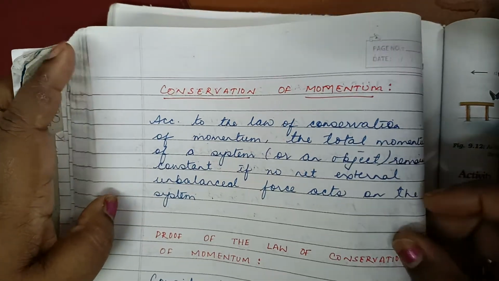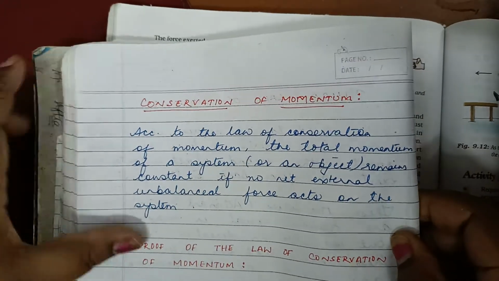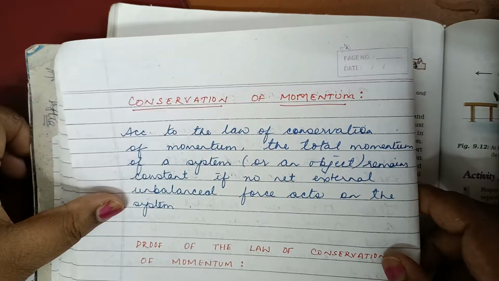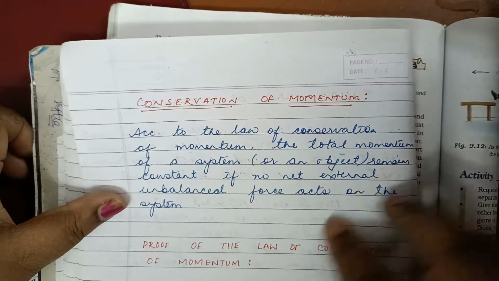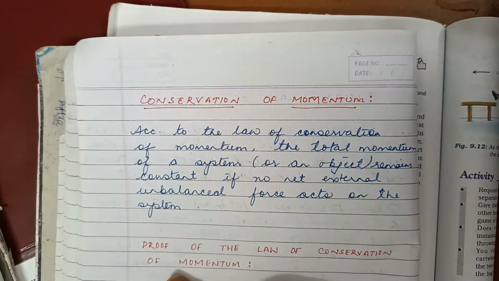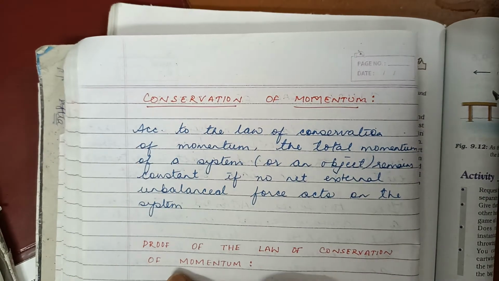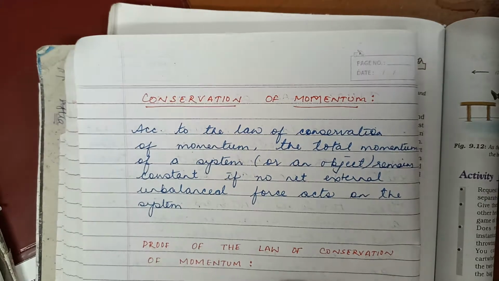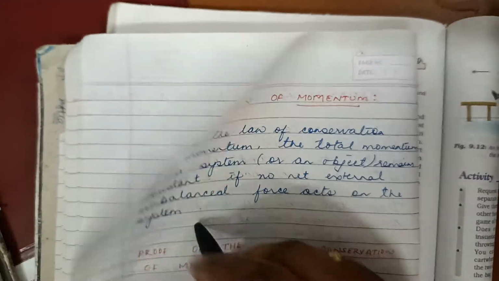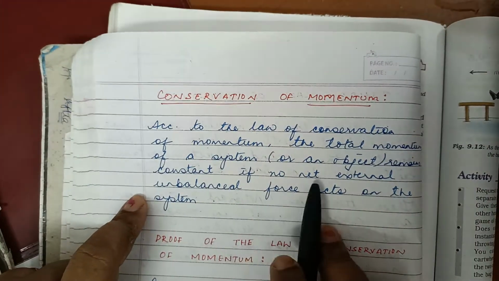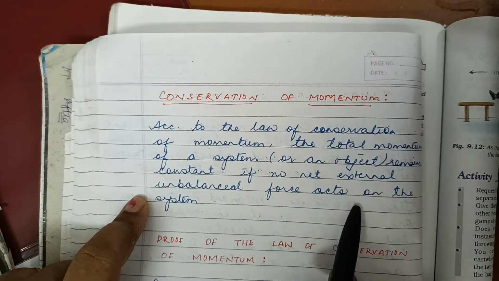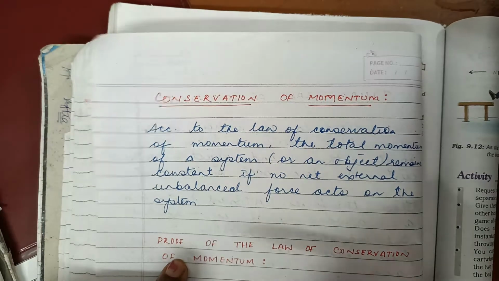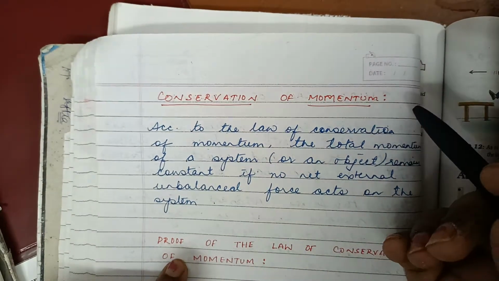Now, another topic which we all are going to study now is conservation of momentum. What is momentum? You all know that it is the product of mass and velocity. What is the law of conservation of momentum? It states that the total momentum of a system or an object remains constant if no net external unbalanced force acts on the system. Now let us understand what it wants to say.